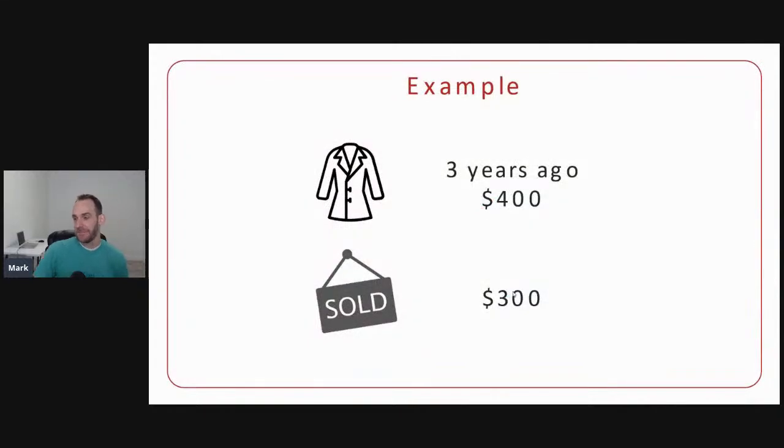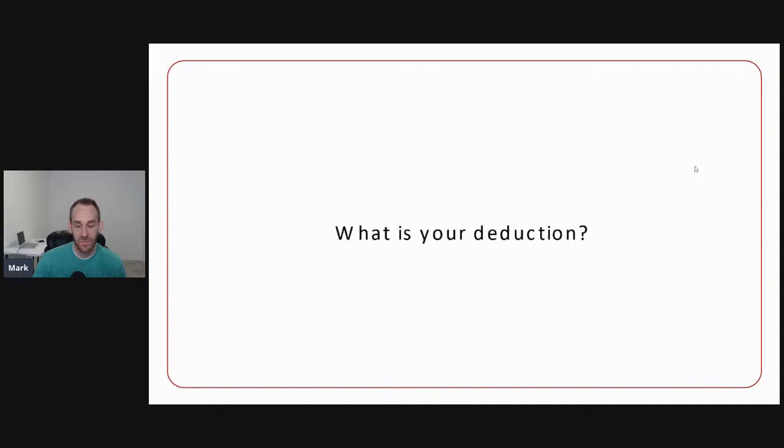All right. Personal items. Diving into an example. Let's say you have a jacket for $400 3 years ago, and then you just sold it for $300. Those are the facts. What's your deduction?